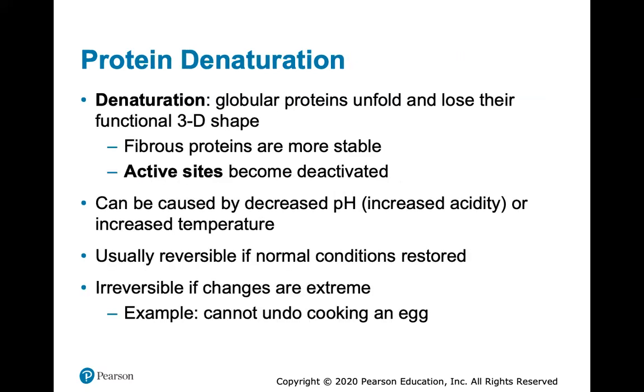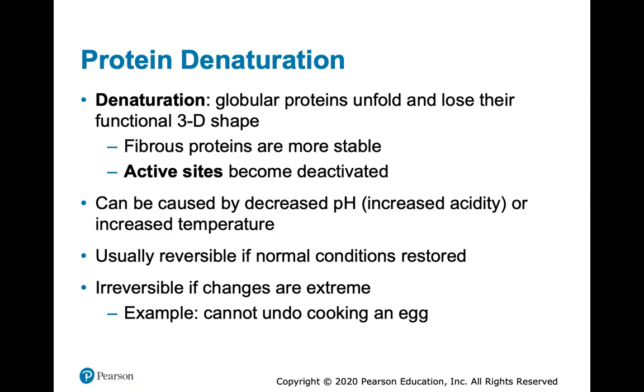Proteins can be denatured, which means they can be deactivated. Denaturation means that globular proteins will unfold. And when they unfold and lose their shape, that means they'll become deactivated. The fibrous group of proteins are a little bit more stable, but globular proteins can unfold. And when they unfold, they'll lose their shape, they'll become deactivated, and their active sites will no longer be active.